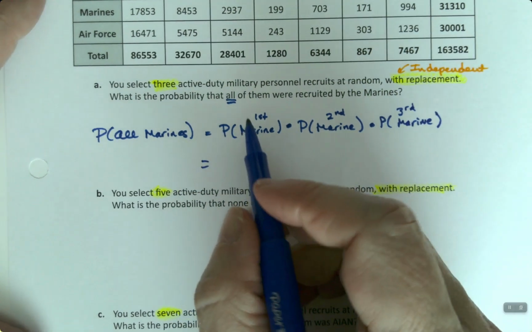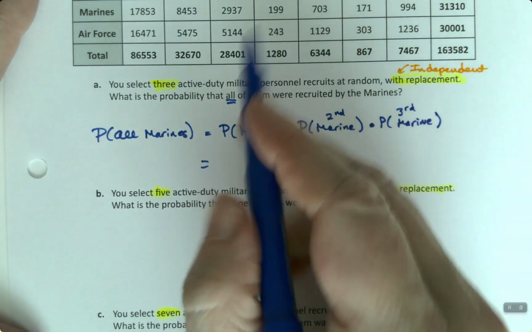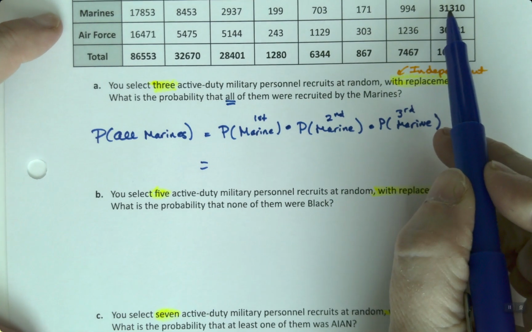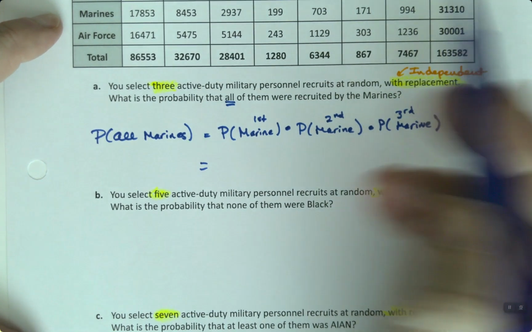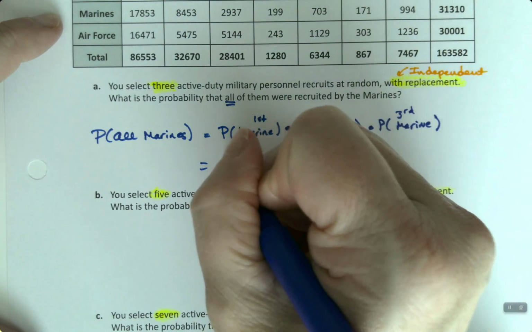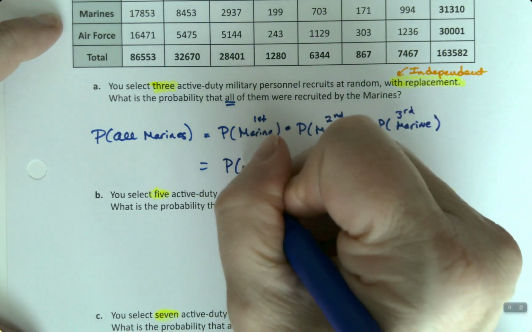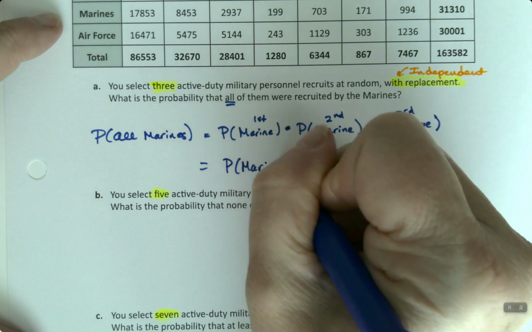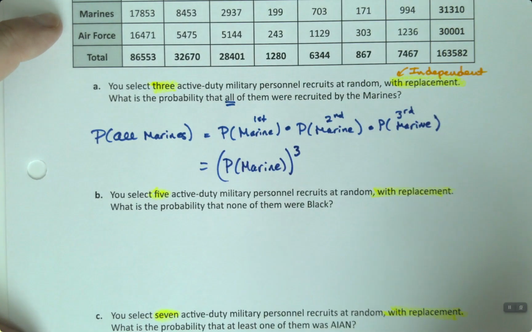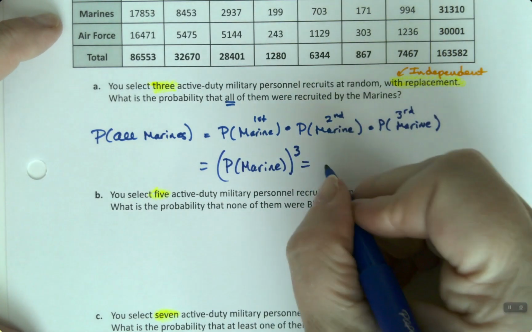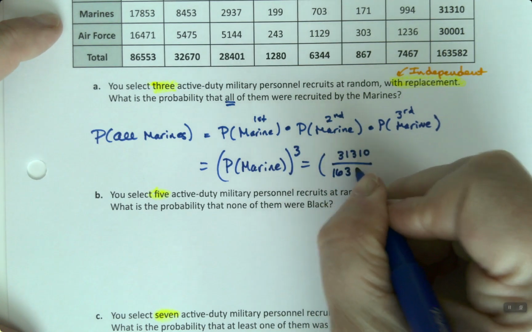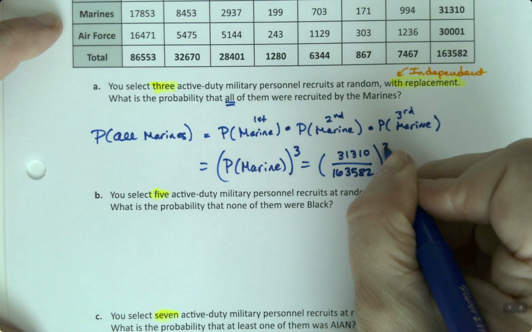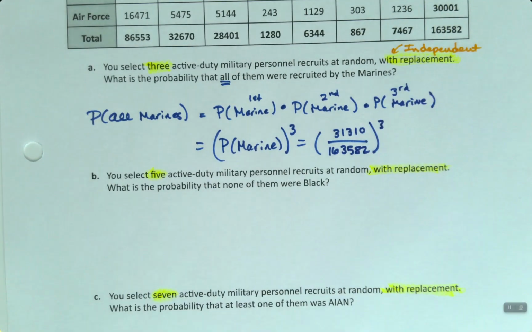The probability of a Marine is 31310 divided by the grand total of 163582. You'll notice there's 3 of these, so this is really the probability of Marine to the 3rd power, and it'll just be easier to do it that way. So we'll do 31310 over 163582 to the 3rd, because whenever you multiply something by itself, you're raising it to a power.